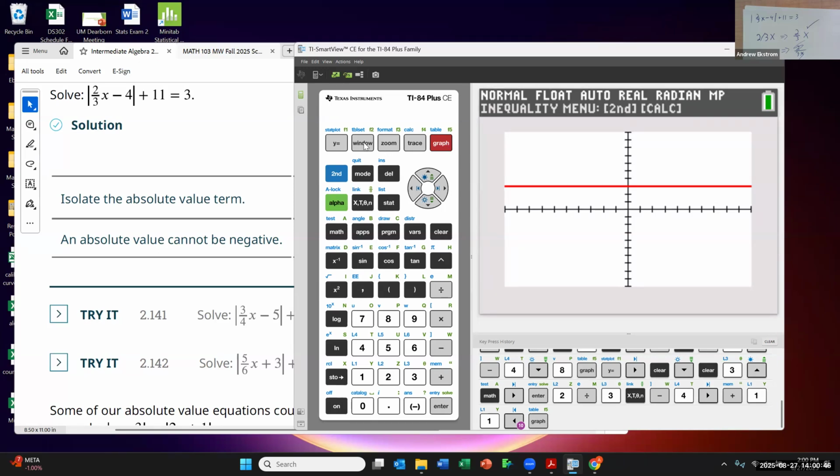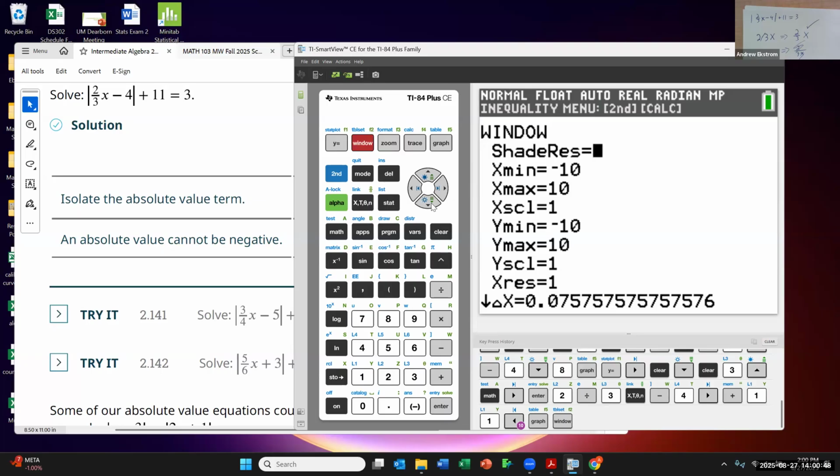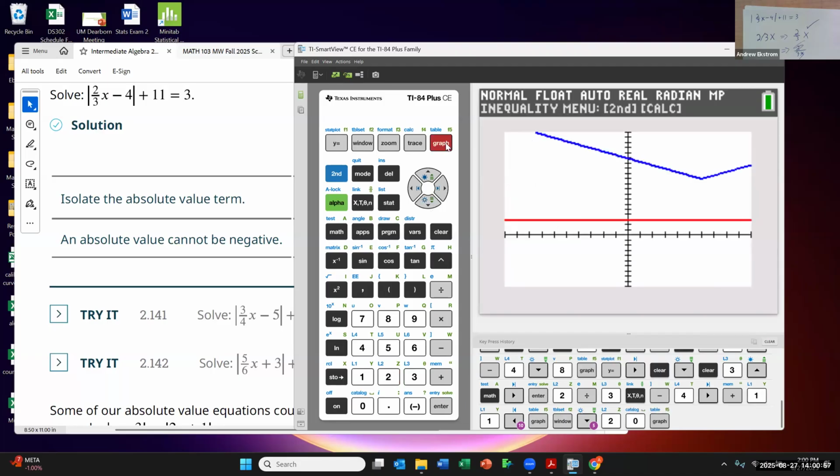So come back here. X values are fine. Y max, let's make that 20. And now we can see the other graph. Do they touch anywhere? No. They don't touch anywhere. There is no answer.